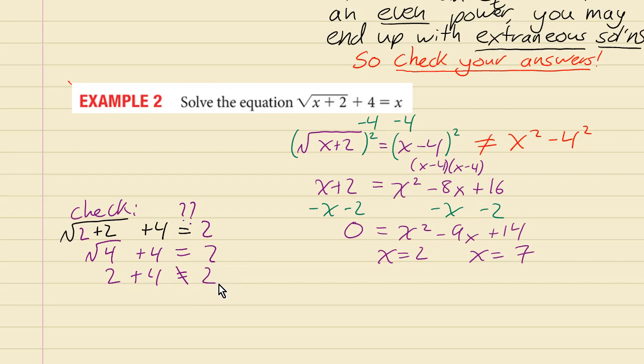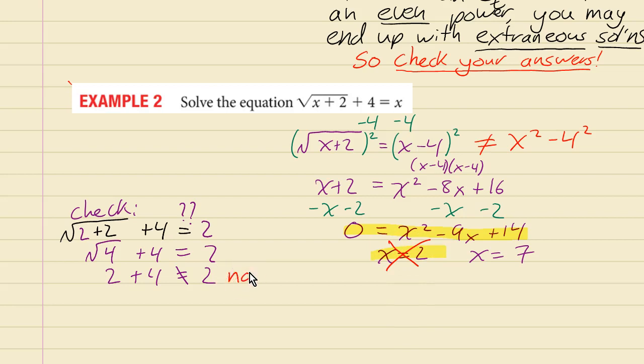So this is an example of an extraneous solution. X equals 2 is a solution of this equation, but it's not a solution of the original equation. It was introduced when we squared both sides. So that is an example of a non-solution.